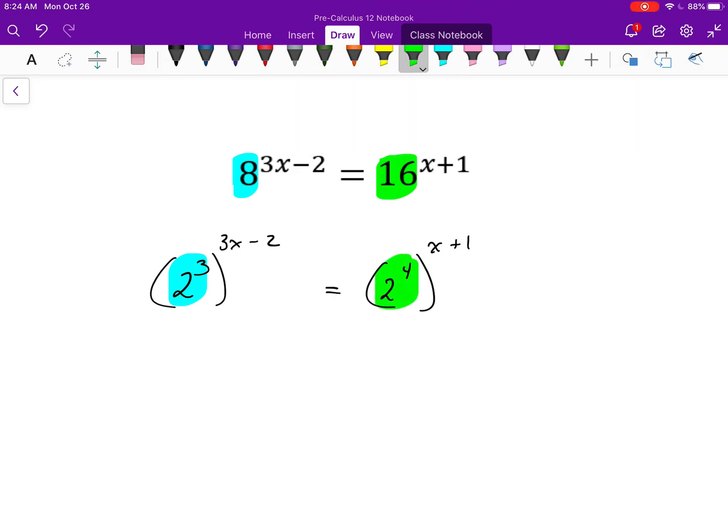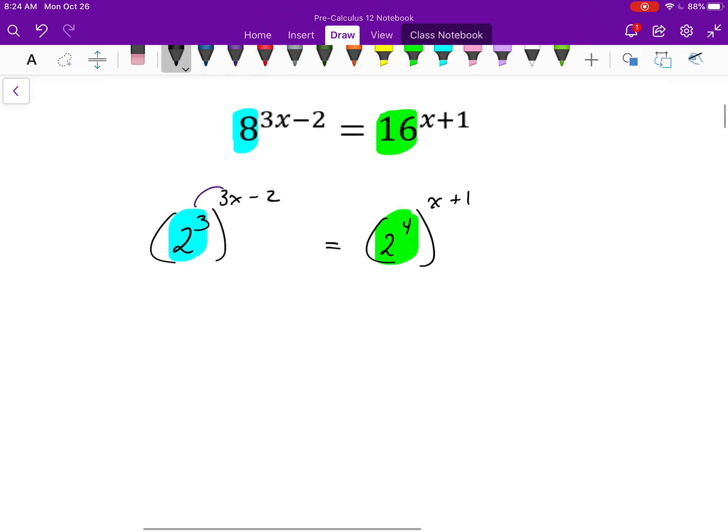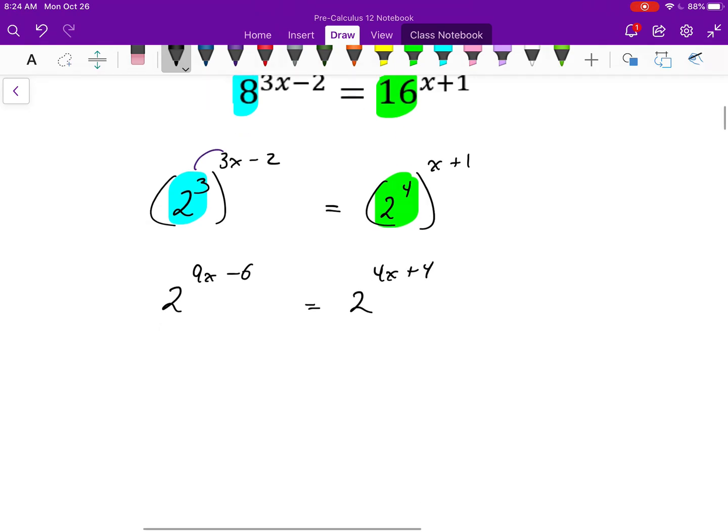And so now I have expressions that are a bit messy, but I can clean them up. Both have a base of 2. If I just remember my exponent laws, I have one power raised to another, I can multiply those. So this expression on the left becomes 2 to the power of 9x minus 6. On the right becomes 2 to the power of 4x plus 4. And now I have the exact same base for each.